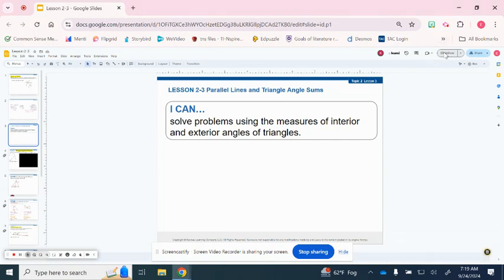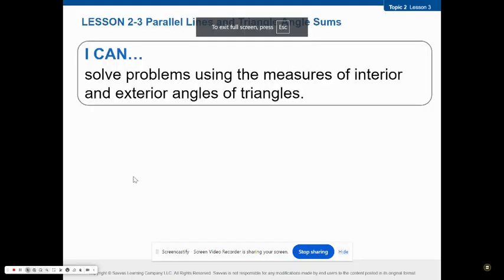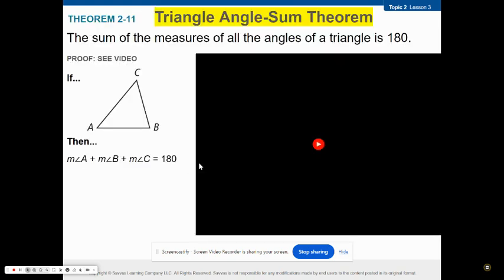So today we're going to solve problems using the measures of interior and exterior angles of a triangle. You guys should right now be on page, let's say 44. We're going to start with this video about how the triangle sum theorem is actually found.